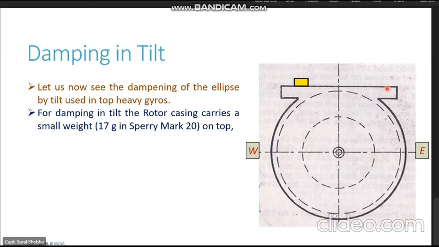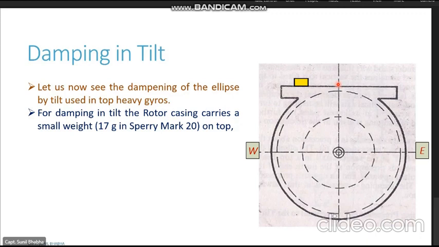Now, when we generated the control precession, we placed a weight exactly on top of the center of the rotor. So we placed a weight where right now the laser pointer is. The weight was placed here to make it a top heavy gyro, exactly on top of the center of gravity or the center of the rotor. Now to generate damping precession, we again place a weight on the casing of the gyro compass, but this weight is much smaller as compared to the weight which was placed to make it top heavy.